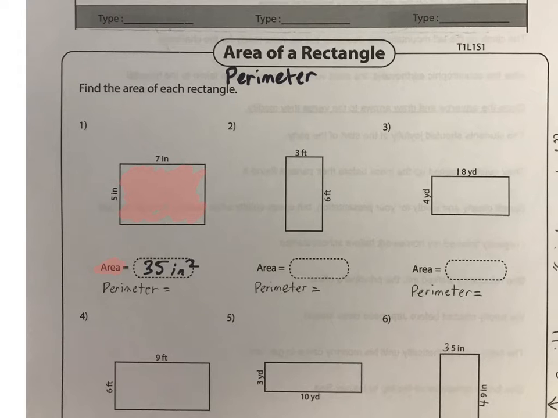Perimeter, though, is the distance around a shape. So perimeter for this shape is going to look like 5 plus 7 plus 5 plus 7. So you could do that just like I just did. You could add them all up, and that would be, let's see, 10 and 14. The perimeter of the shape is going to be 24 inches. There's other ways to do it though.